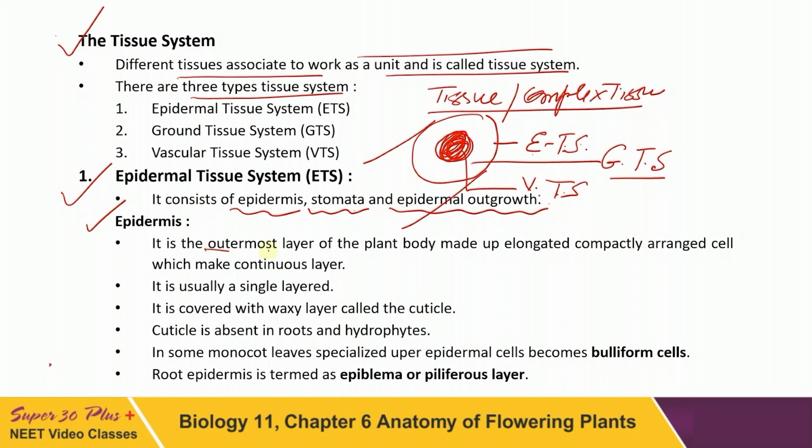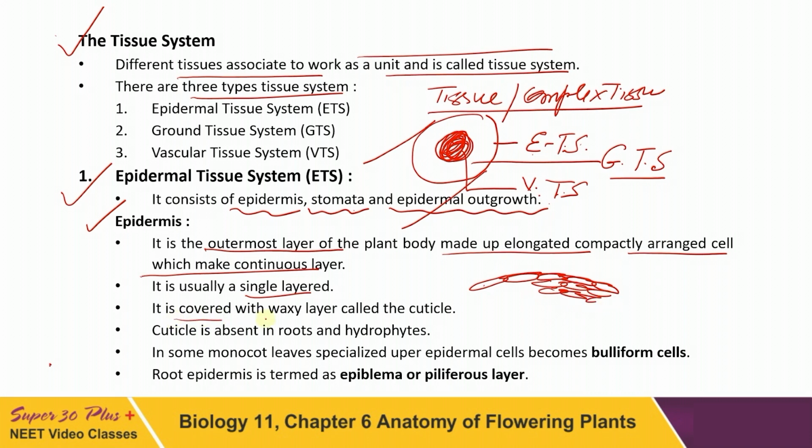Epidermis is the outermost layer of the plant body, made up of elongated, compactly arranged cells which make a continuous layer. I am drawing here the epidermis, with these elongated cells in a compactly arranged continuous layer. Usually this is single layered, but in some cases it may be multi-layered, having more than one layer.